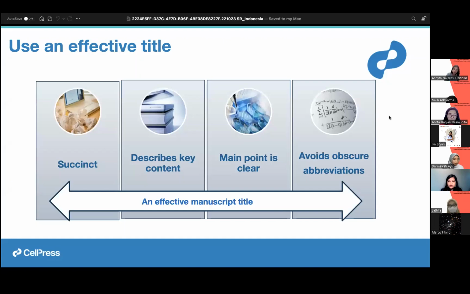Okay, so now I'm going to walk you through the different parts of a paper and really what you can do to make sure each of them is as effective as it can be. So the first is, of course, the title.